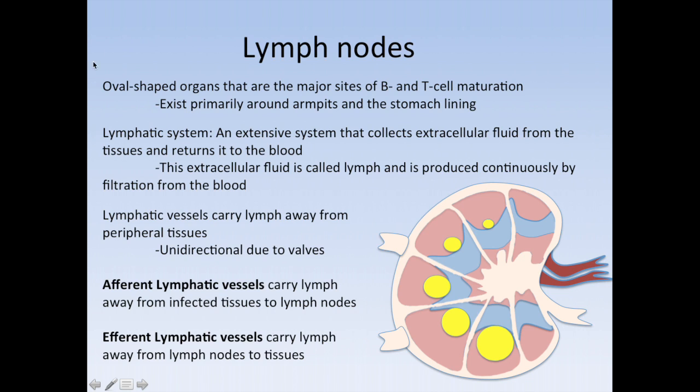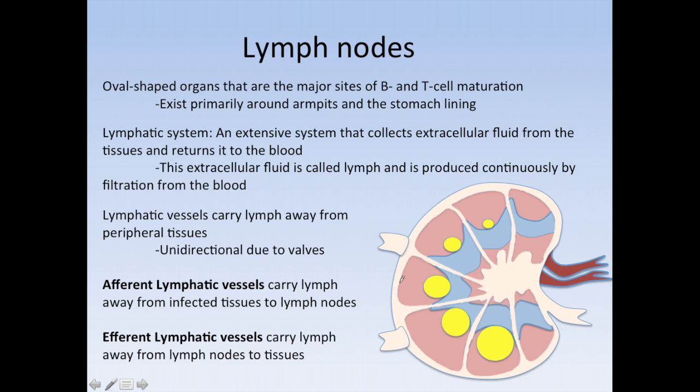Okay, so lymph nodes are oval-shaped organs that are the major site of B and T cell maturation. They exist primarily around the armpits and the stomach lining. And what we want to talk about here is that there's a diagram of what a lymph node is created from. So let's follow along.